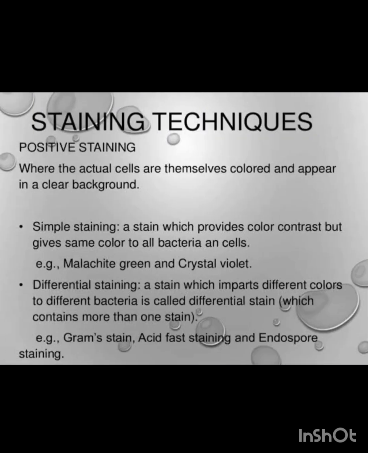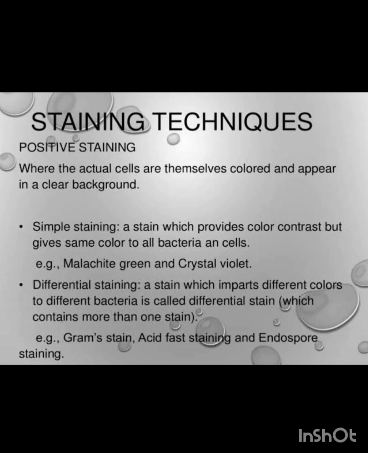First is the simple staining. Simple staining means in which we only use a single type of dye for staining purpose. In positive staining, the actual cells are themselves colored and appear in a clear background. In simple staining, we can use crystal violet dye, green dye.